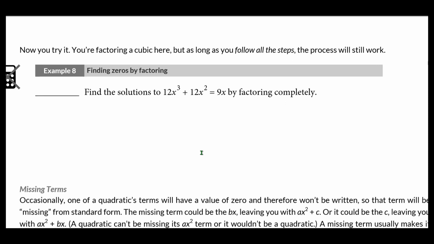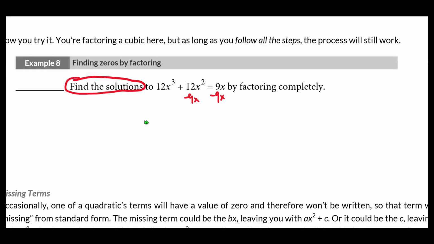So in example 8, what do we have to do? We have to find the solutions to this. This is actually a cubic. Find the solutions, the values of x that satisfy this equation. So from the previous page, again, you can flip back there if you need to. We want to rearrange the equation so that everything is on one side and a 0 is on the other. So I'm just going to start by subtracting the 9x from both sides. Let me zoom in here a tiny bit more. We get 12x cubed plus 12x squared minus 9x equals 0.